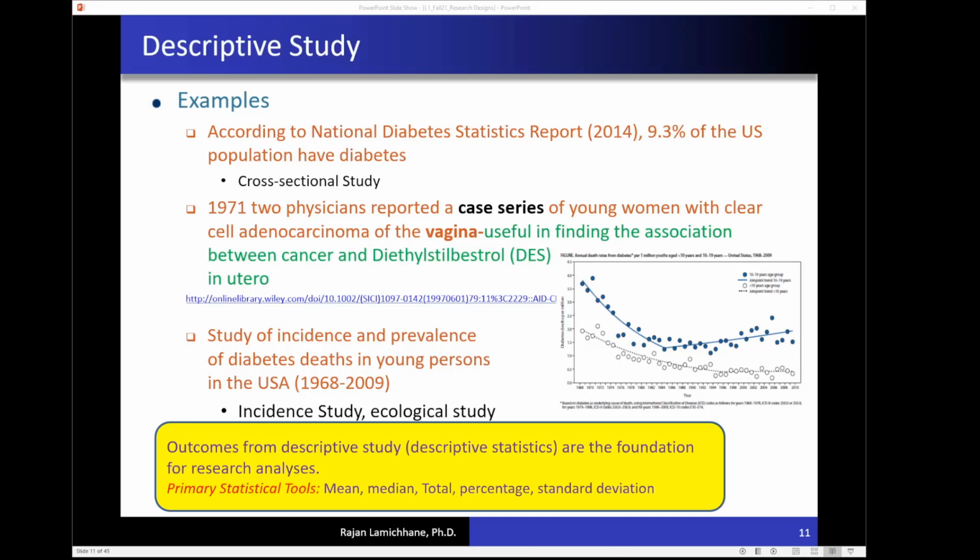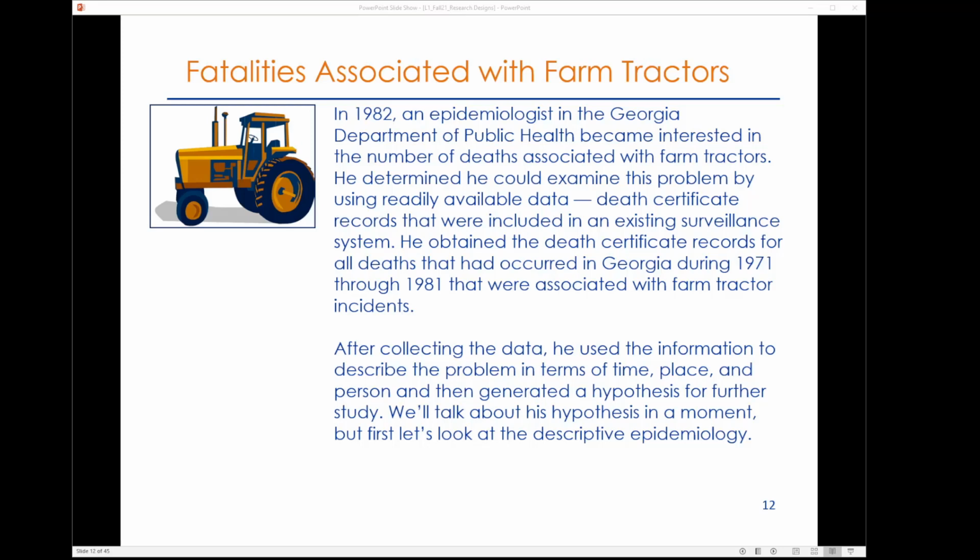Now let me show another interesting example of how a descriptive study can be used to develop a hypothesis for the analytical studies. In this example, an epidemiologist from the Georgia Department of Public Health wanted to see any pattern in farm tractor incidents. So he collected the death certificates between 1971 and 1981 that were associated with farm tractor incidents.